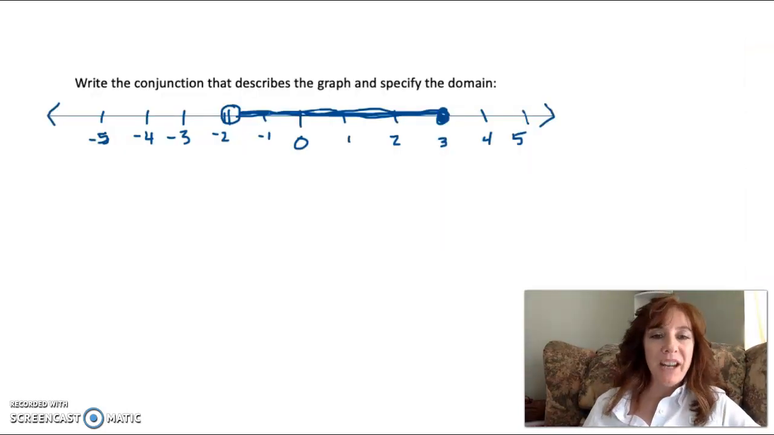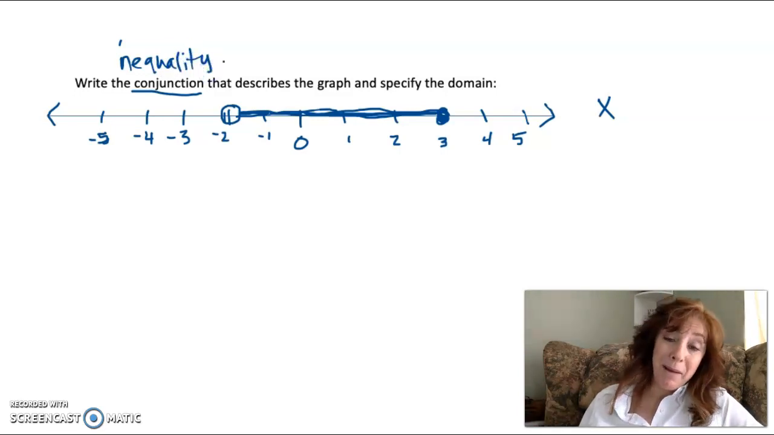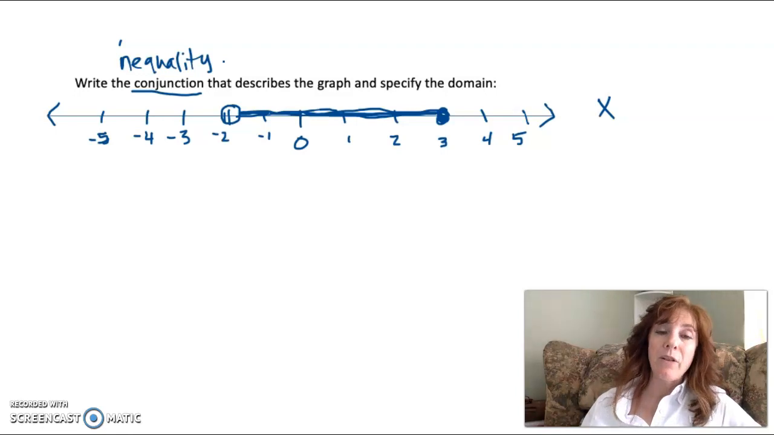First, we're going to look at a graph, and this is only an x-axis. Remember, x is horizontal, and we're going to write a conjunction that describes the graph. In other words, we're going to write an inequality. That means not equal. It might be equal, but it has a less than or greater than symbol. We want x to represent all of this dark space in between -2 and 3.